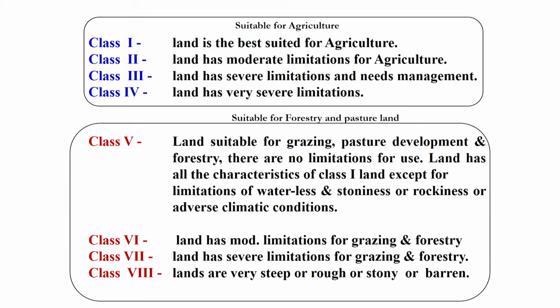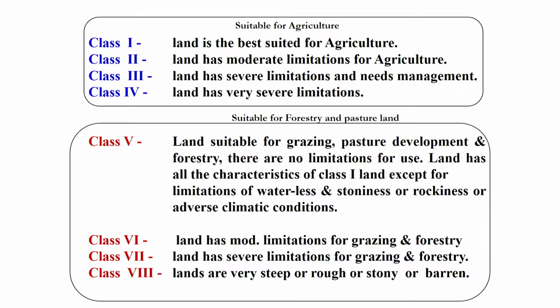Capability class 1, 2, 3, 4. As you go from 1 to 4, the limitation for agriculture is increasing. Capability class 4 has severe limitation for growing crops. It means you cannot grow all types of crops. But in capability class 1, the land is best suited and you can grow all types of crops.